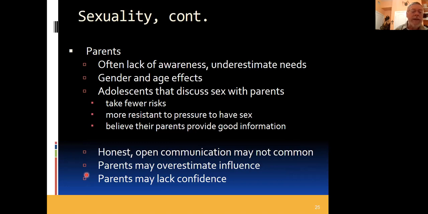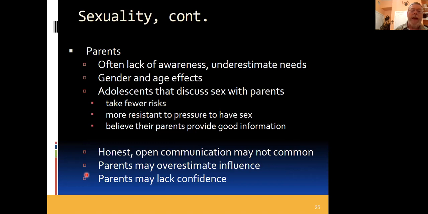Well, a lot of times parents may simply think that that conversation is not necessary. The adolescent will pick up that information on their own. A lot of times the information they get from their friends or the internet may be inaccurate. The parent also may feel uncomfortable talking about that topic.